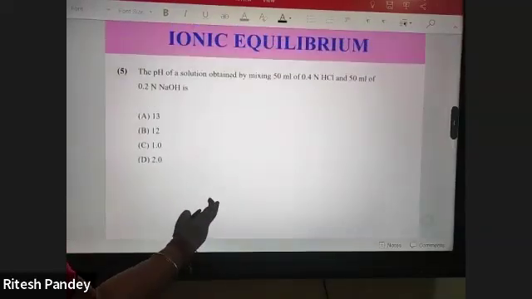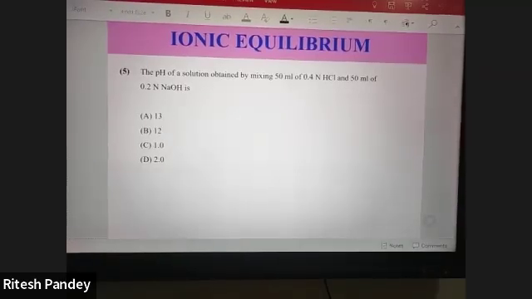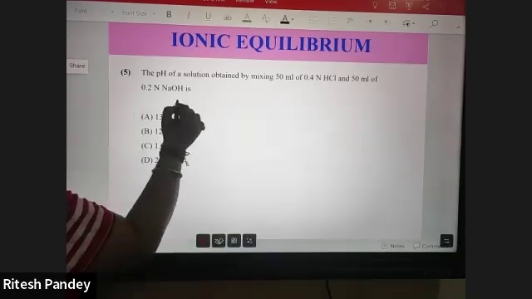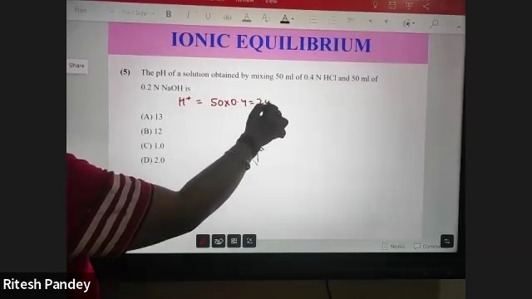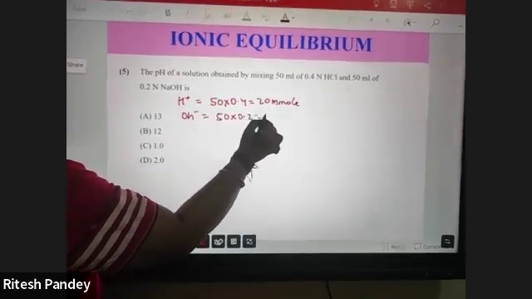50 ml of 0.4 normal HCl, 50 ml of 0.2 normal NaCl. Simple as that. The last thing I'll want any of my students to do is use a formula for different cases. It's as simple as it sounds. 50 ml of 0.4 normal HCl, and naturally the amount of H plus which you'll have, this being monoprotic, would be 50 into 0.4, which is 20 millimole, and the amount of OH minus here would be 50 into 0.2, which is 10 millimole.